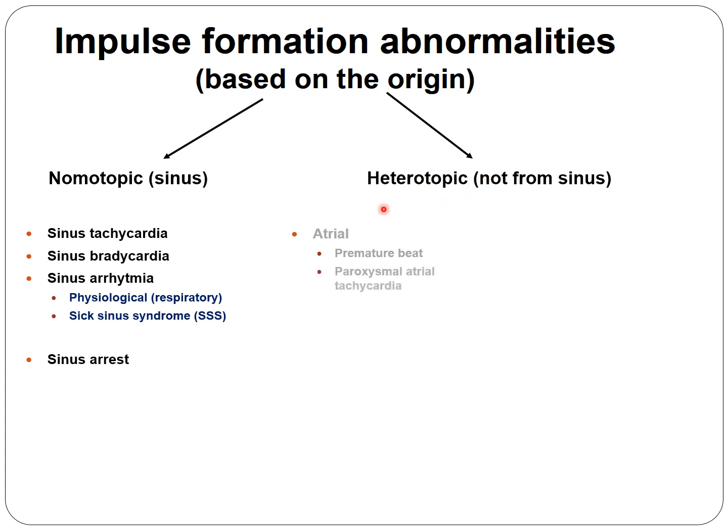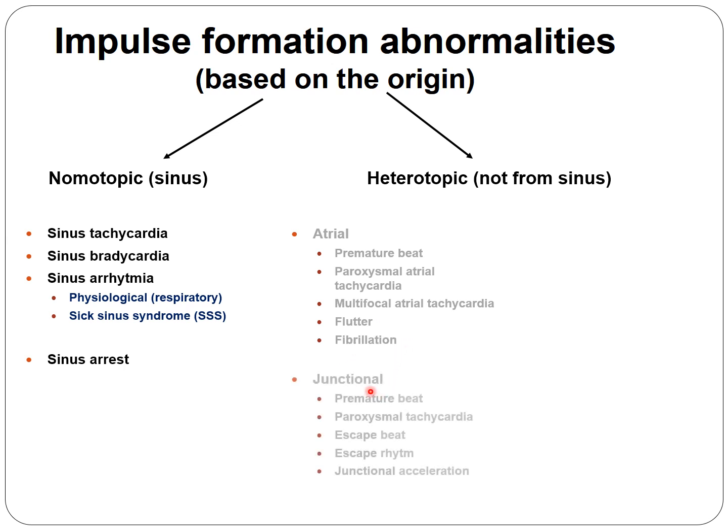Heterotopic one can be originated from the atrial, very similarly, premature beat, paroxysmal atrial tachycardia, multifocal atrial tachycardia, flutter, fibrillation. And junctional one can be very similarly premature beat, paroxysmal tachycardia, escape rhythm, and junctional acceleration. And ventricular one can be premature beat, paroxysmal tachycardia, flutter, fibrillation, escape beat, escape rhythm, and acceleration.